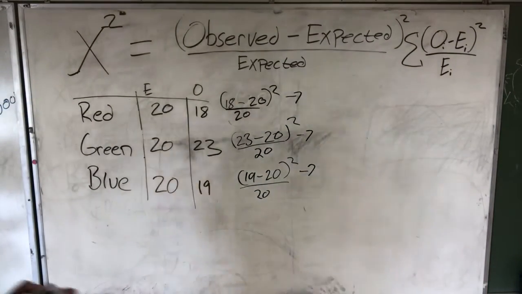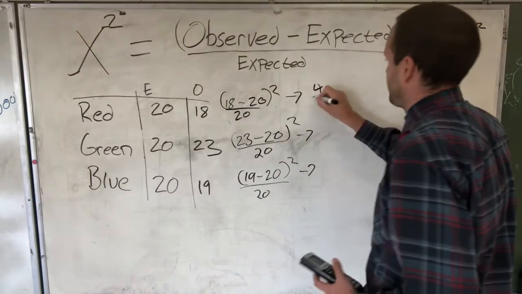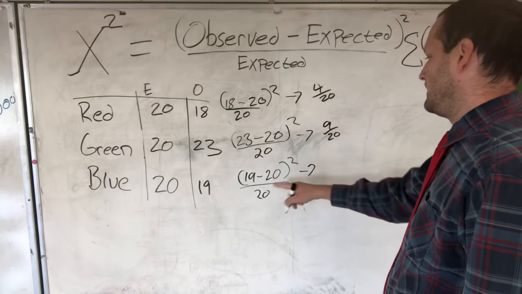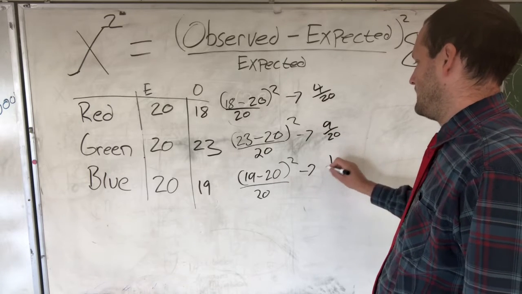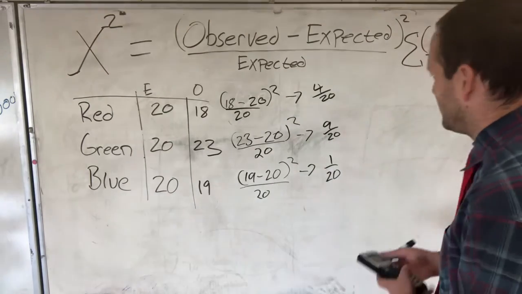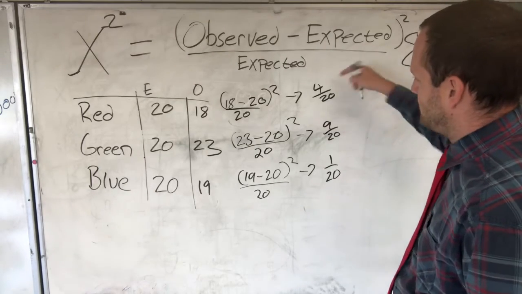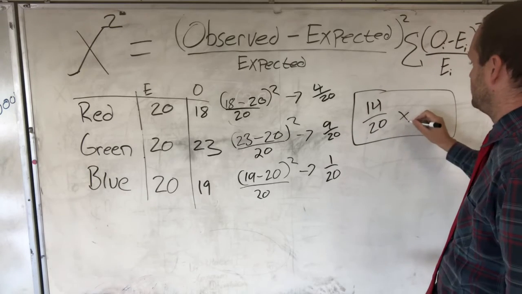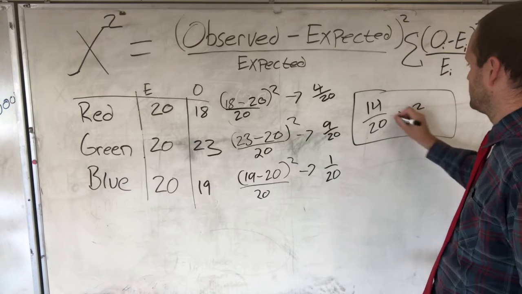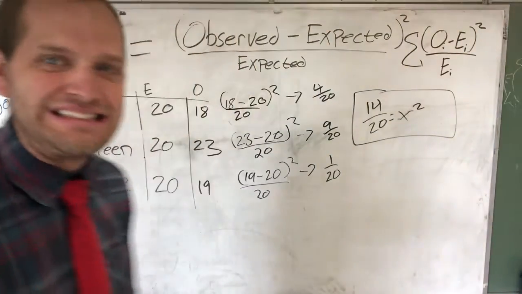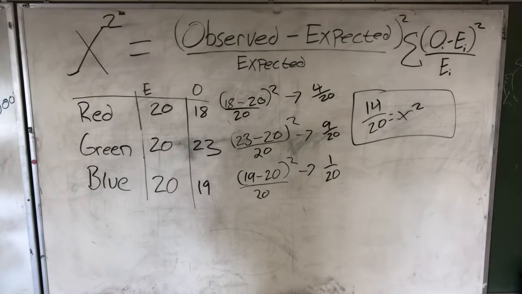So the top, we get 4 over 20. Here we've got 3 squared would be 9 out of 20. And here we get 1 out of 20, because 1 squared is just 1. All right, let's add them together. 4 plus 9 is 13, plus 1 is 14, so we get 14 out of 20. That would be our chi-squared statistic. I'll do one more. If you need to watch it, great. If not, you can pause the video and try the problems down below.